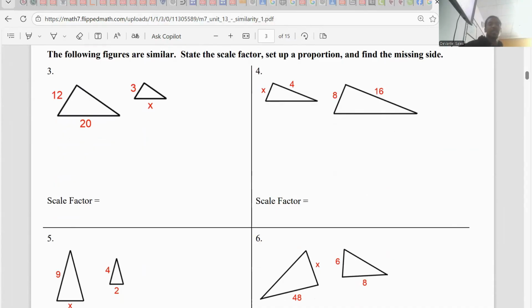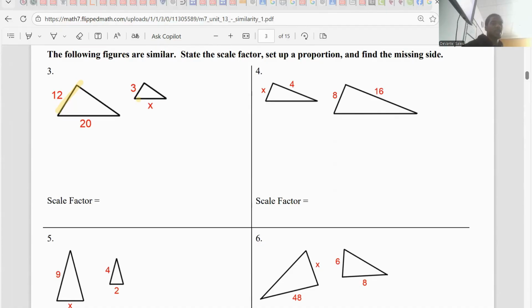All right. So it says the following figures are similar. State the scale factor, set up a proportion, and find the missing side. So it's a couple of different things that we have to do. Now, in terms of setting up a proportion, let's maybe start with that. Okay, so I can see 12 is equivalent to my 3. Okay, another word for equivalent is equal, so I can put those equal to each other.